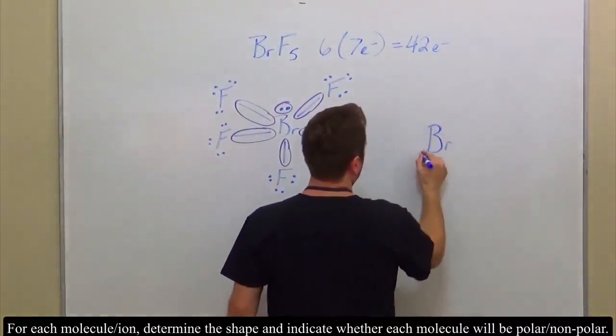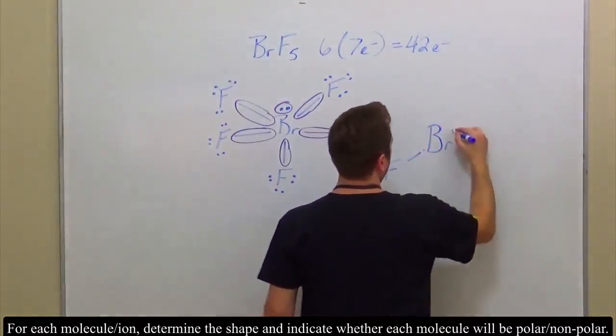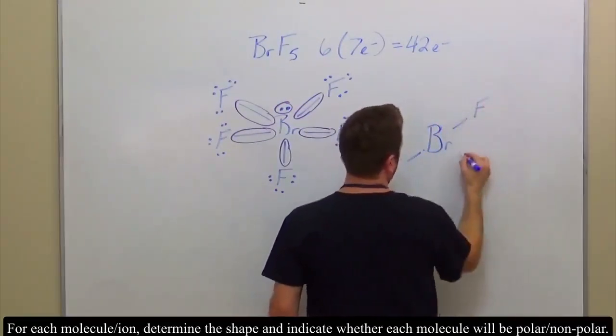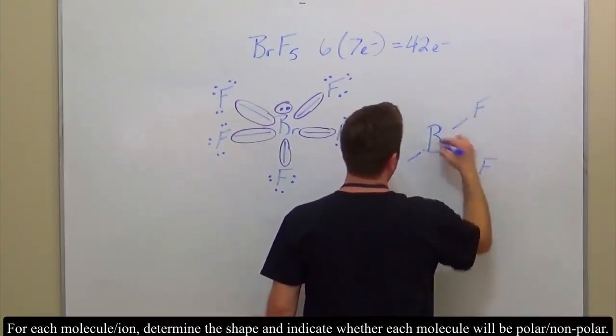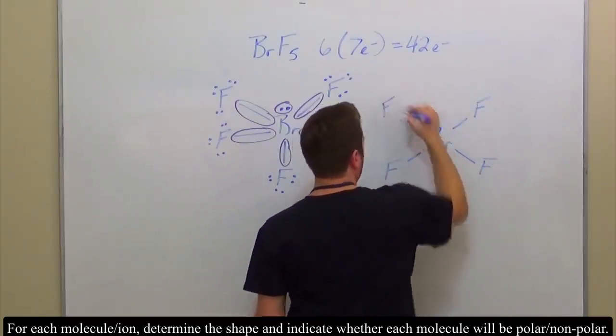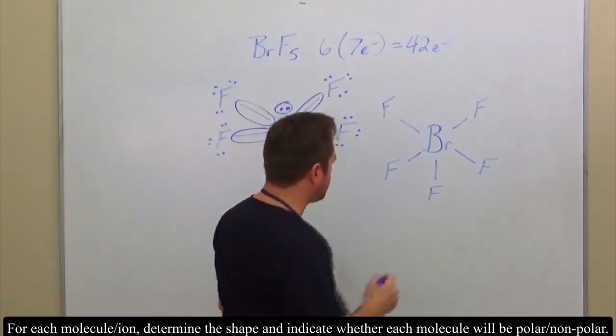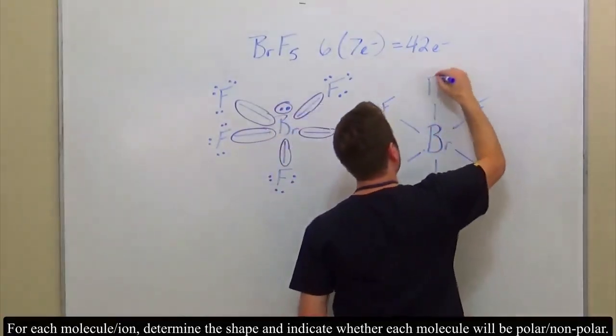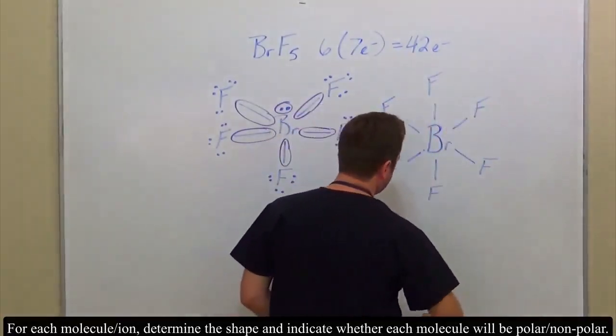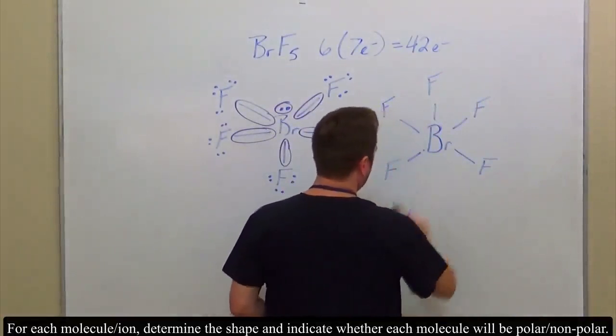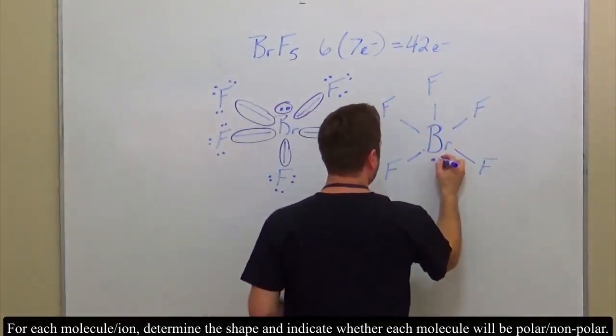So we have a fluorine here, we have a fluorine there, we have a fluorine here, and a fluorine there. And then one more. Right? Or is it inverted? Yeah, it's inverted. I'll draw it like that. I'll say fluorine, and then I'll put our lone pair down here on the bottom of the molecule.